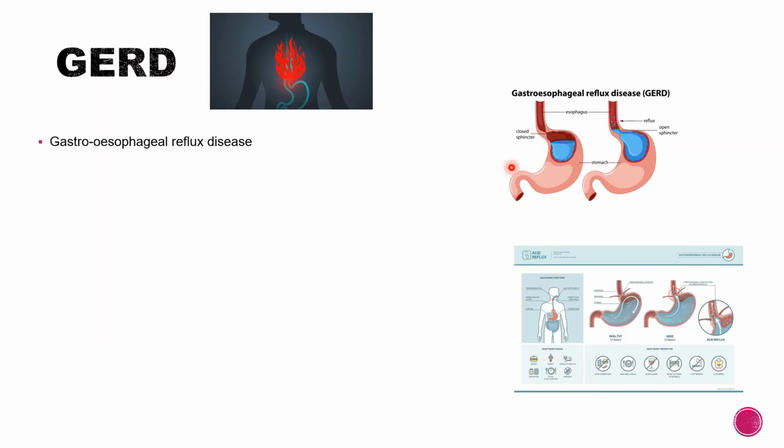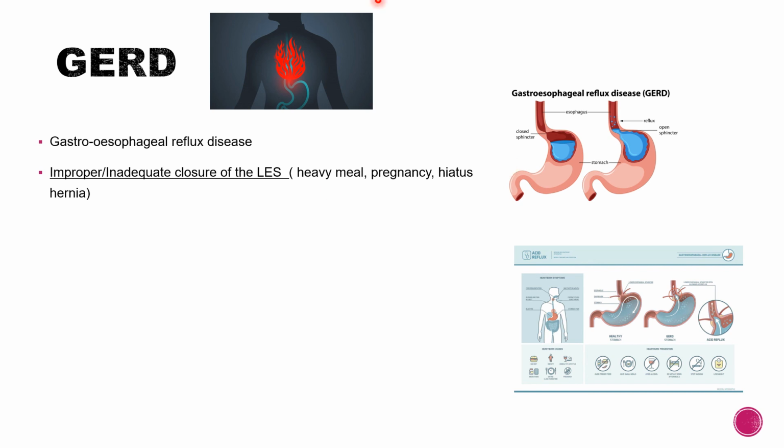Now what is GERD? GERD is basically the opposite thing. There is improper or inadequate closure of the sphincter. In achalasia, the sphincter was not opening. Here in GERD, the sphincter is not closing. So it can occur following a heavy meal, in pregnancy, in hiatus hernia.